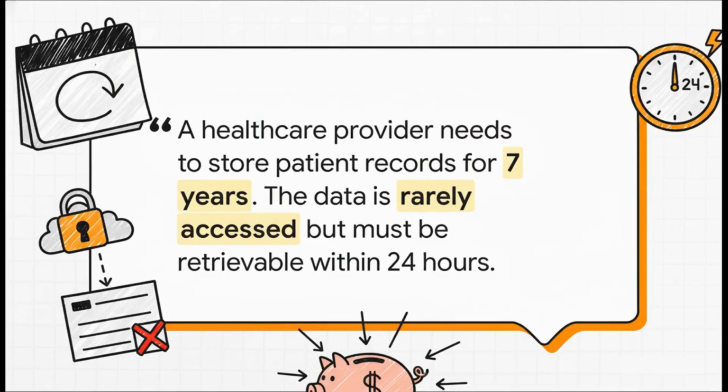All right, next one. Let's pull this apart. What do we have? We've got long-term retention, a full 7 years. We've got data that's rarely touched after year 1. And we have a specific retrieval window, 24 hours. To me, this just screams cost optimization. How do we store this cheaply but still meet the rules?